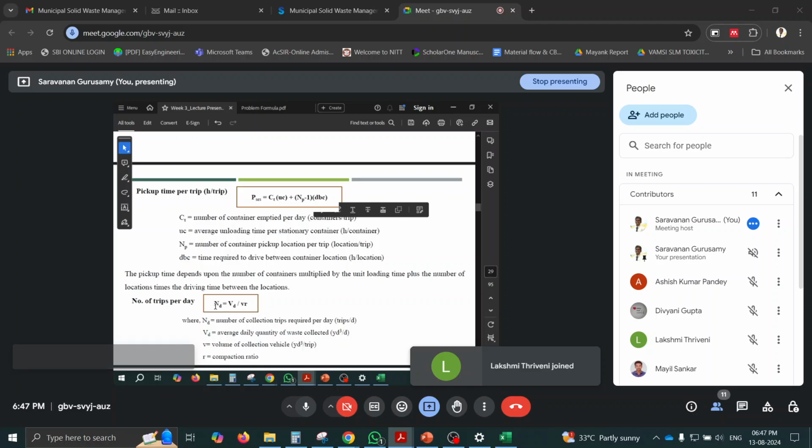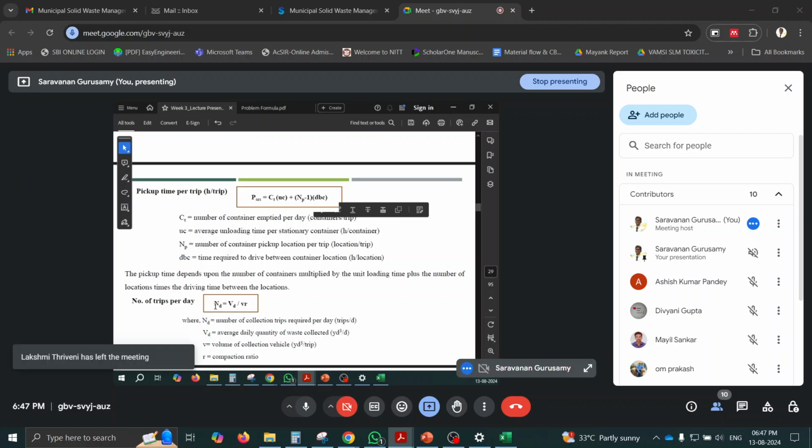Okay. So in the stationary container system, the number of trips per day is based on the capacity of the vehicle. Because in the haul container system, the whole container was emptied and taken to the disposal site. Here, only the waste in the container is taken into the vehicle and compacted. So if the vehicle is 10 meter cube and one container has 1 meter cube of solid waste, then we can go up to 10 locations and take 10 containers, empty them into the vehicle and compact them to 0.5, then we can add 10 containers again. So 20 containers we can take based on the compaction ratio. That's what is given in this formula.